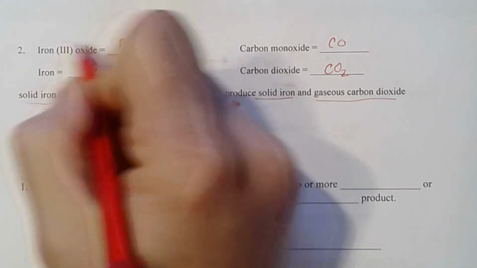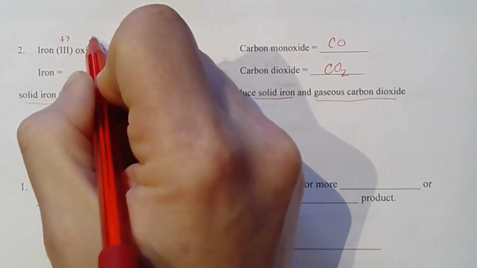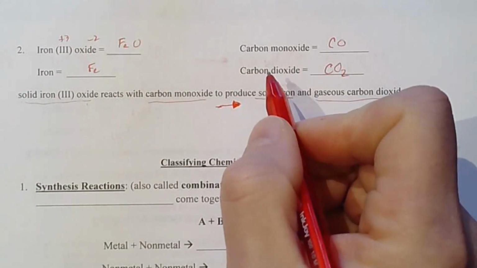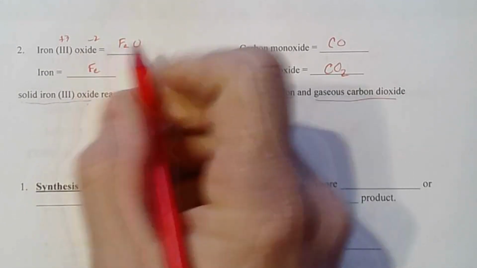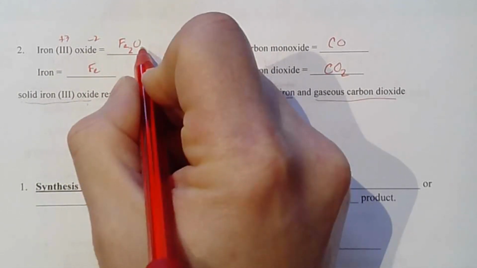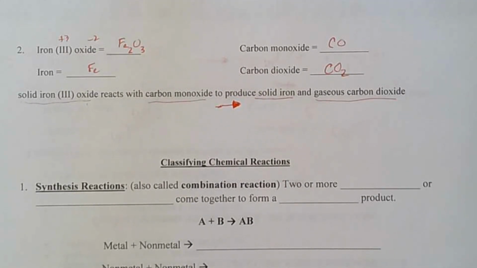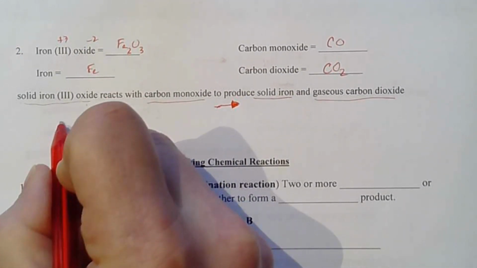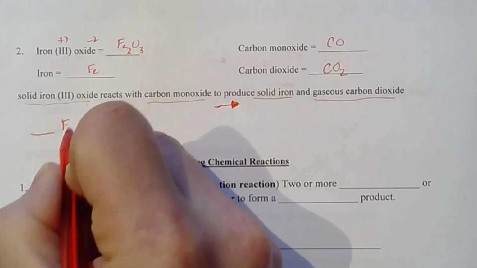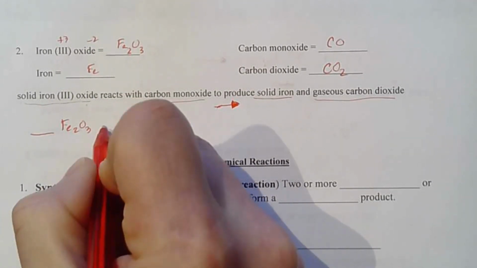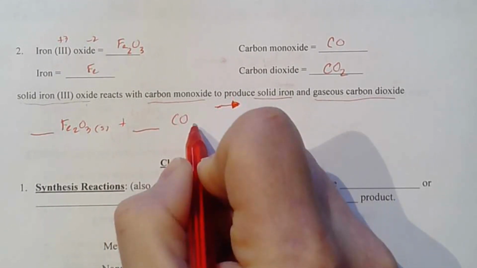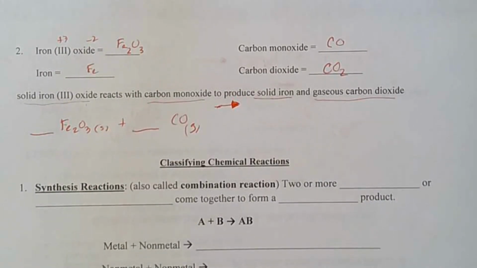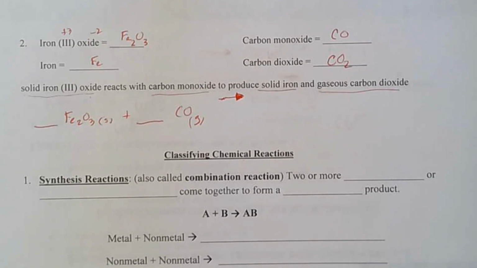And iron(III) oxide, well, it's iron with oxygen. If this is plus 3, oxygen is minus 2. So to get this to work, I am going to need 2 iron and 3 oxygen, so Fe2O3. So I can put this down here. Solid iron oxide reacts with carbon monoxide, and it doesn't say the state on carbon dioxide or carbon monoxide.